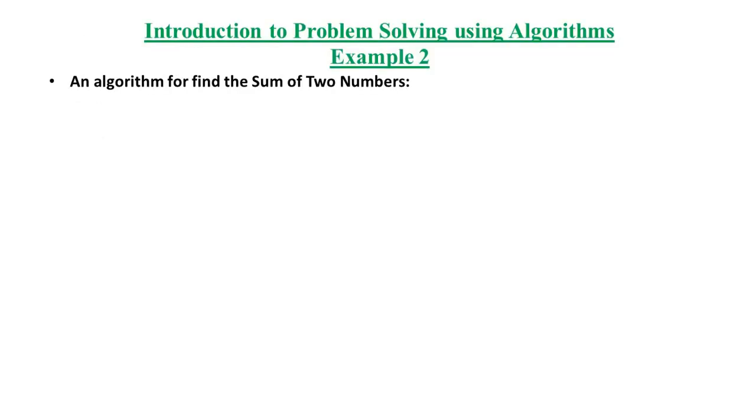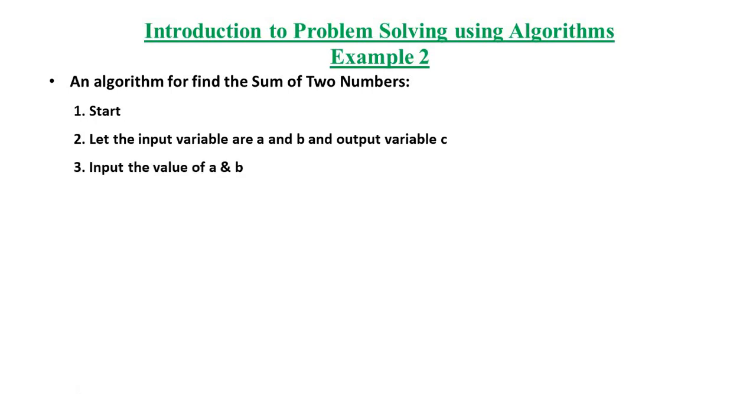Now we take one more example. Suppose we want to write an algorithm to find the sum of two numbers. So step number 1, start. What we want to do? Here we require 3 variables. 2 variables to read the value and 1 variable to get the result. So let's say we have 2 variables A and B and 1 output variable C.